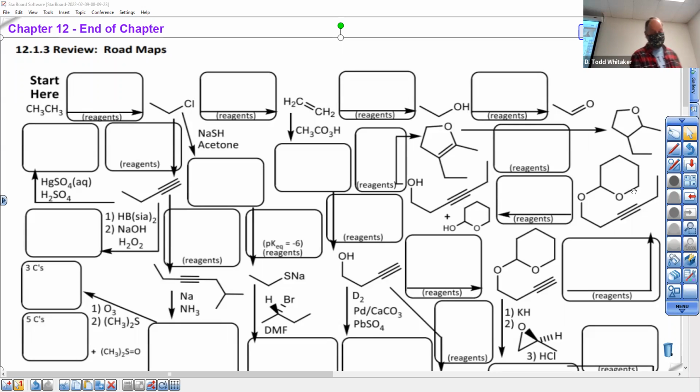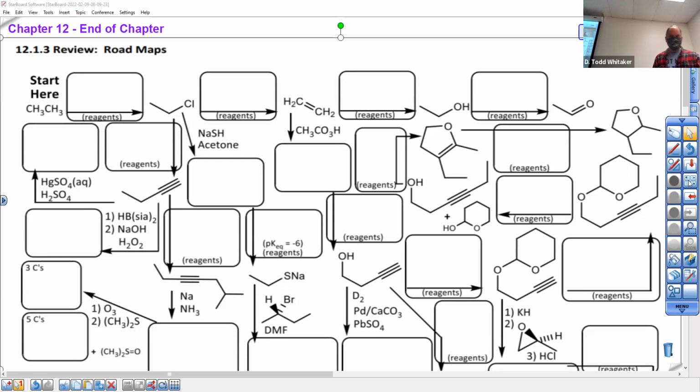We're going to do a roadmap from chapter 12, which means it's a general review of all the reactions in Chem 241. And they show up on all your tests. So this is not a waste of time, trust me.